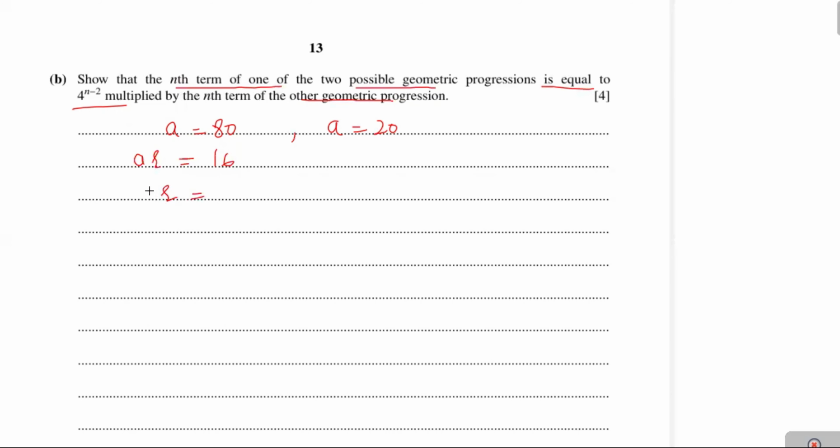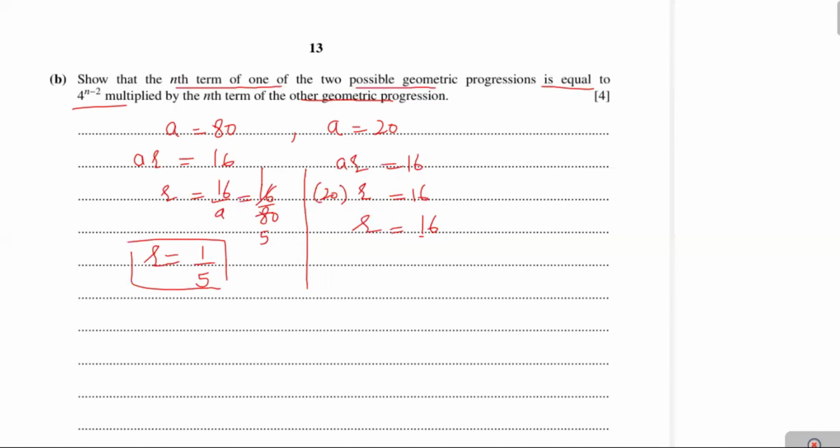r will be equal to 16 over a, and that is equal to 16 over 80, and 16 times 1 is 16, 16 times 5 is 80. The value of r is equal to 1 over 5. And same here for the value of r: here ar is equal to 16 and a is 20, therefore r will be equal to 16 over 20, and that r will be equal to 4 over 5, since 4 times 4 is 16, 4 times 5 is 20.